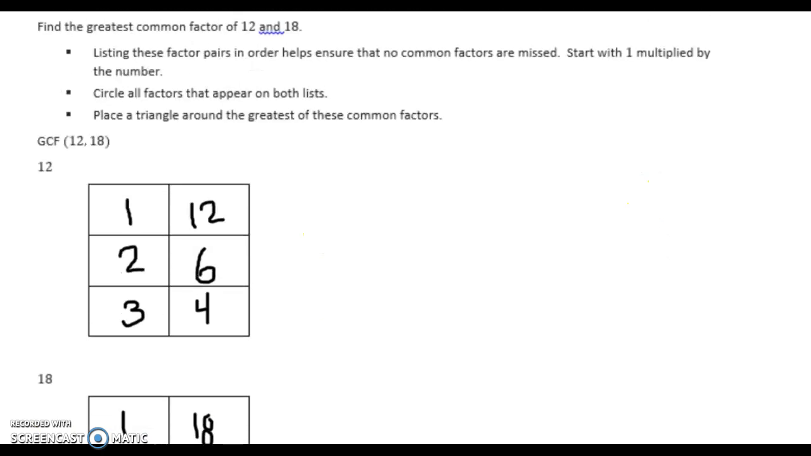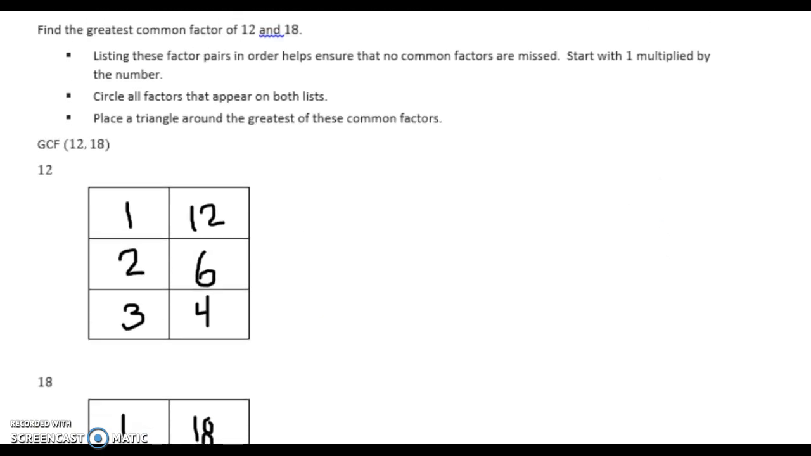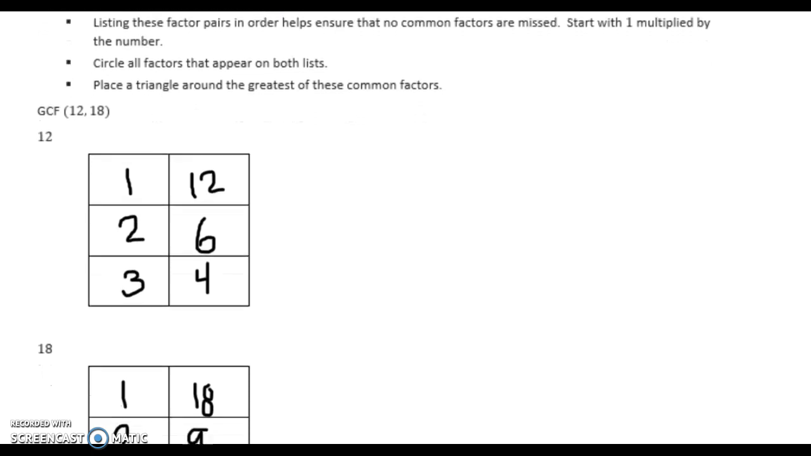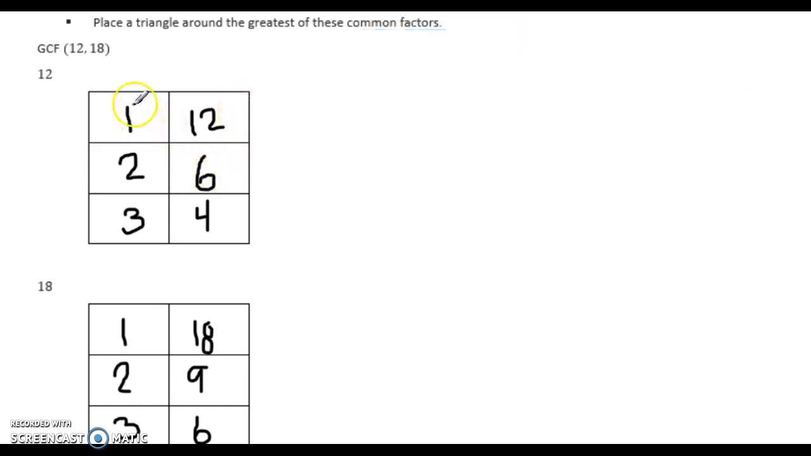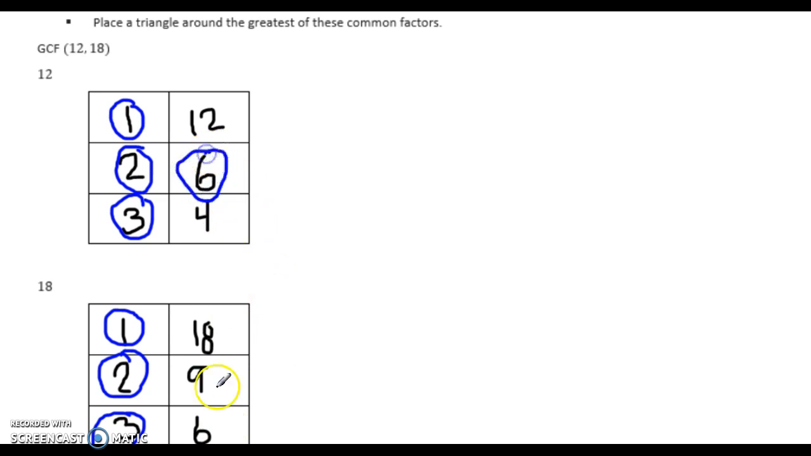So let's go back over the directions. It says circle all the factors that appear on both lists. So now I need to look for the factors that appear on both of my lists. So I see they have a 1 in common, so I'm going to circle both of the 1s. They also have a 2 in common, so I'm going to circle both of my 2s. They have a 3 in common. They do not have a 12 in common. They do have a 6 in common right here and here, but no 4 in common.